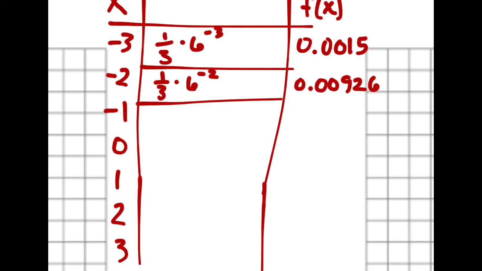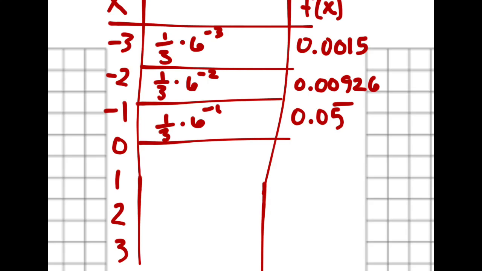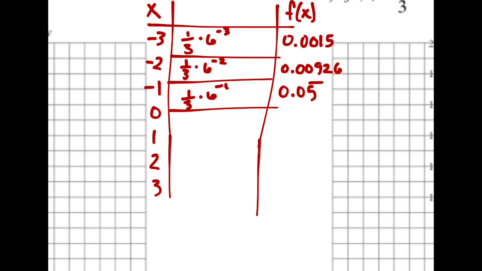Alright, put in the -1, and we get 1/3 times 6 to the -1. So 6 x to the y, 1 negative, equals, and then divide by 3. That's 0.05555 repeating. That's the repeating symbol. And so on. I'm going to finish the rest of these values. You can try it on your own and see if you get the same thing.